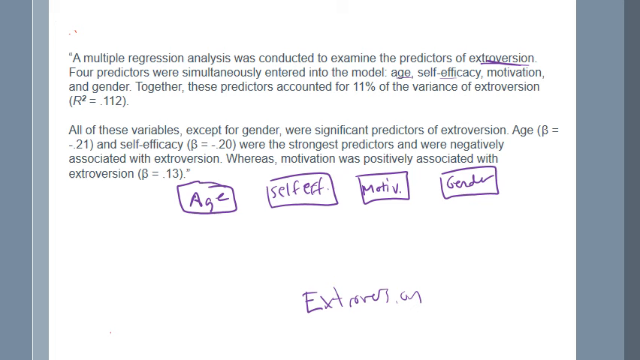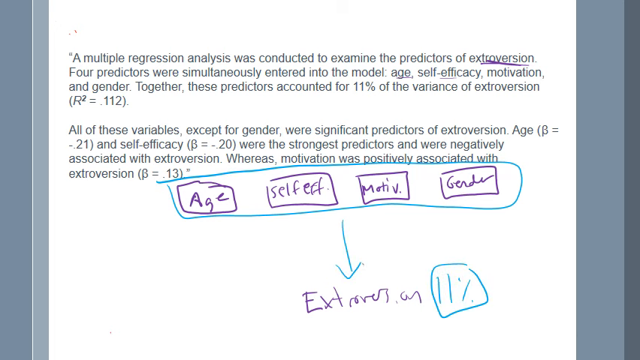So working as a team here, if we put them all together, they can account for 11% of the variance of extroversion. So they can explain up to 11% of extroversion, or at least there's 11% correspondence between them as a whole and extroversion. All of these variables, except for gender, were significant predictors of extroversion, with age having a beta weight of -.21 and self-efficacy having a beta of -.20. They were the strongest predictors and were negatively associated with extroversion.